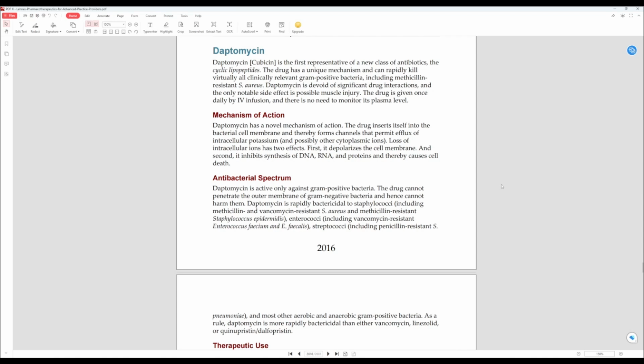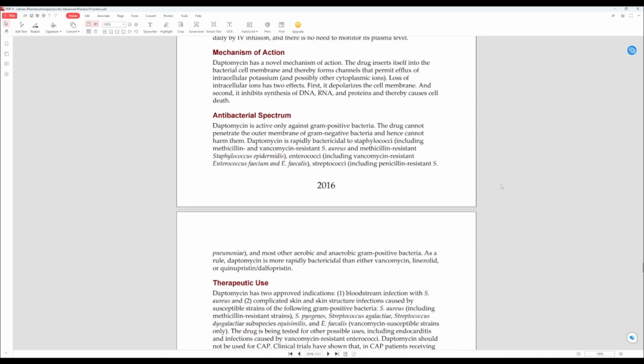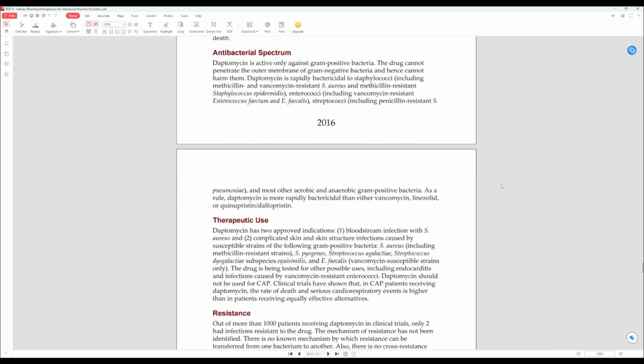So how does it actually work? Well, daptomycin has a novel mechanism of action. The drug inserts itself into the bacterial cell membrane and thereby forms channels that permit efflux of intracellular potassium. Loss of intracellular ions has two effects. First, it depolarizes the cell's membrane, and second, it inhibits the synthesis of DNA, RNA, and proteins and thereby causes cell death. Its antibacterial spectrum, therefore.